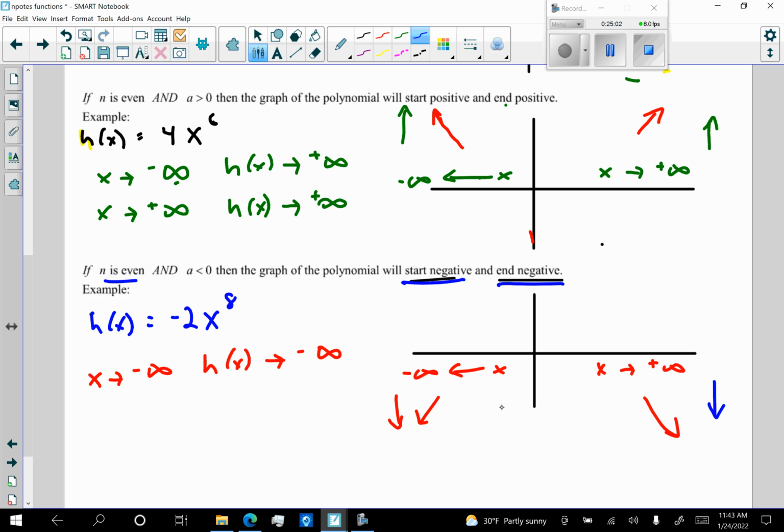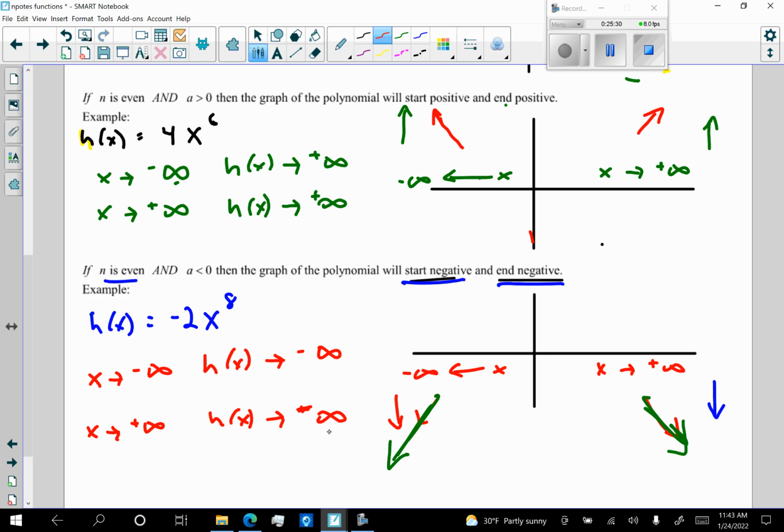So here's the graph. This is kind of all this red. I'm going to do the graph in green. And the other statement that I want to make is this statement here. As x goes to positive infinity, the function goes to negative infinity, sorry. Starts negative, ends negative.